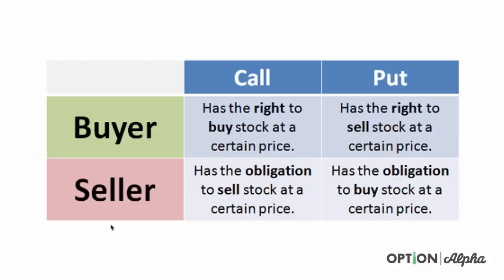Now, on the other side of the table, we have the option sellers. The option sellers now have the obligation, because they gave up their right to the option buyer. Now they have the obligation to sell stock at a certain price in the future. But here's the key: only if it's expiration or they are assigned. Okay, so this is the key.